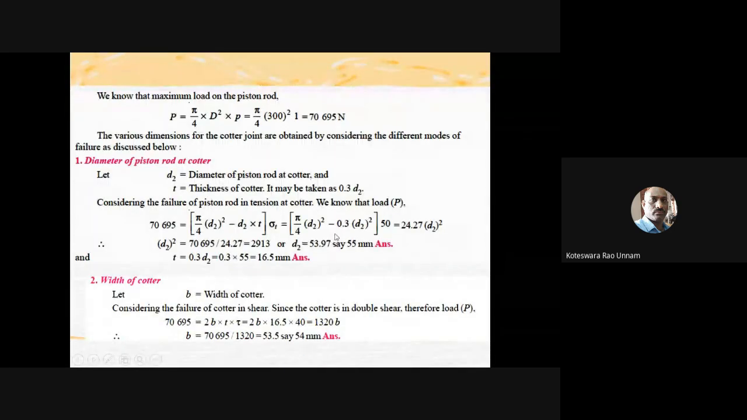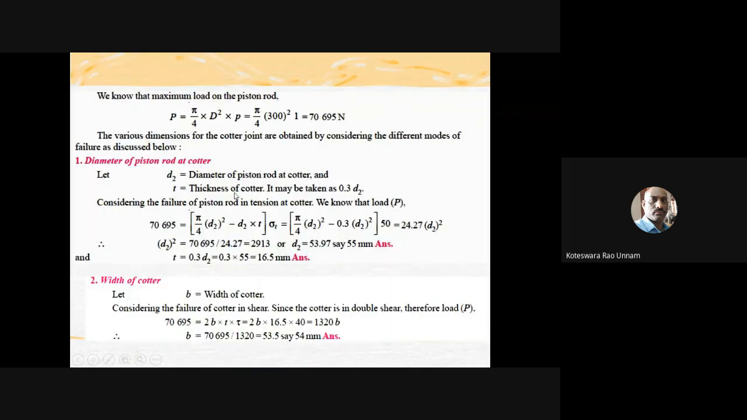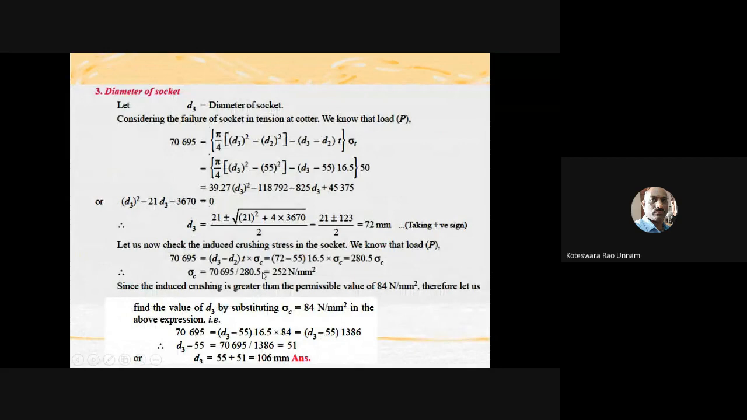But with the dimension of D3 that was calculated here, D3 is 72 mm and T is calculated as 16.5 mm. With those dimensions, sigma C comes out as 252 MPa. So this 252 is more than 84, therefore these dimensions are not correct. So then D3 is calculated based on sigma C. Sigma C is taken as 84 now.